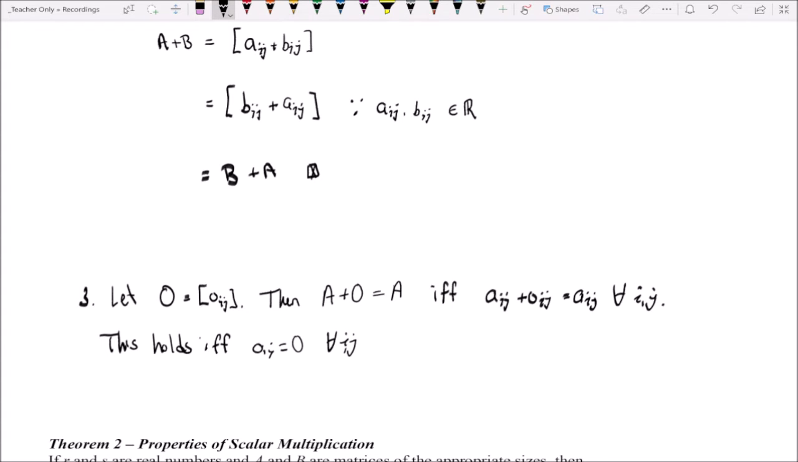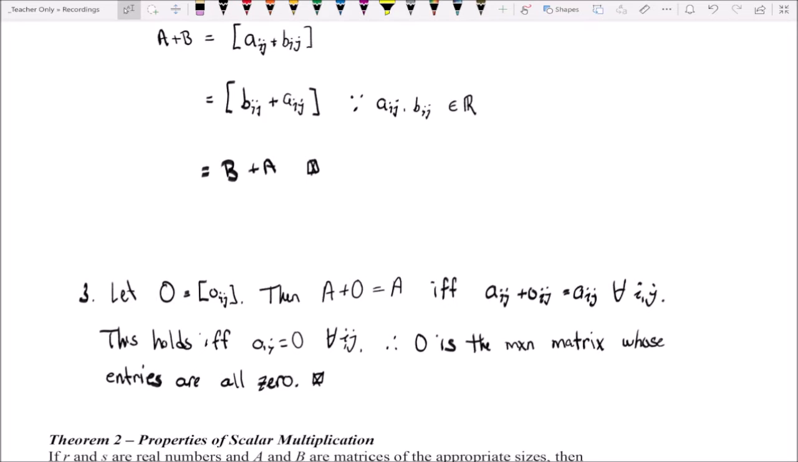Right? Again, Aij is a real number. So the additive identity for real numbers is 0. This means that every entry of Oij is 0. So O is the M by N matrix whose entries are all 0. And so that completes the proof of the third property of matrix addition.